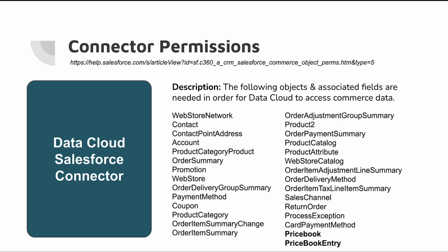The two that I found that weren't on the official documentation link that you see above are price book and price book entry. I found that if I don't do those two, I actually get errors related to some of the other objects. And after digging into those objects, it had all the right permissions. And I found out that I needed to actually have price book and price book entry on this list as well. So make sure you do that as well.